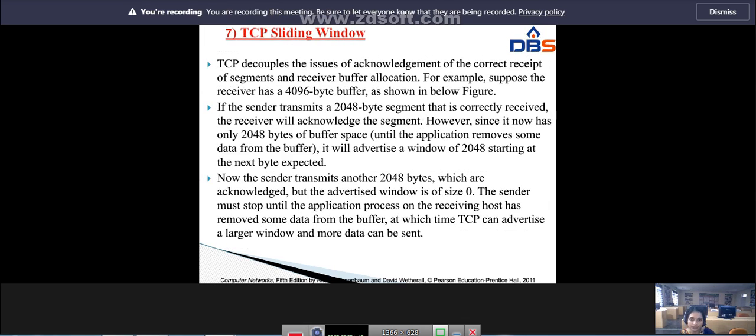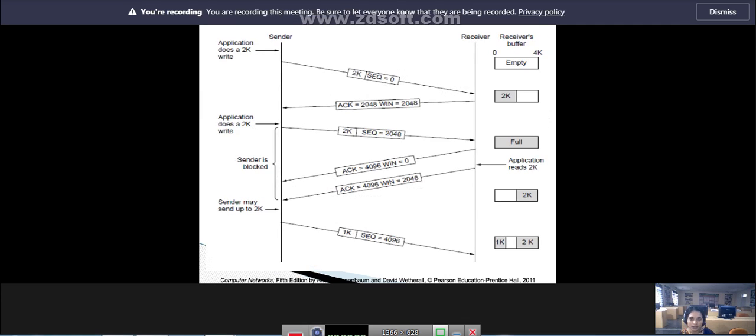Now I am going to continue with the TCP sliding window. What is meant by TCP sliding window? TCP decouples the issues of acknowledgements of the correct receipt of segments and receiver buffer allocation. For example, suppose the receiver has a 4096 byte buffer as shown in the diagram. So, this is the diagram.